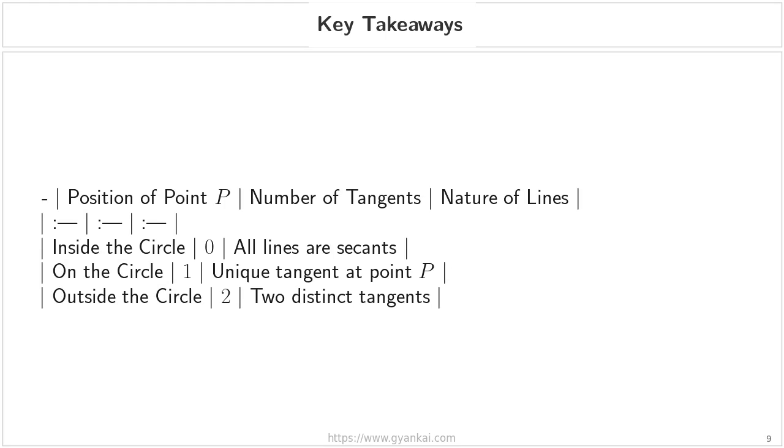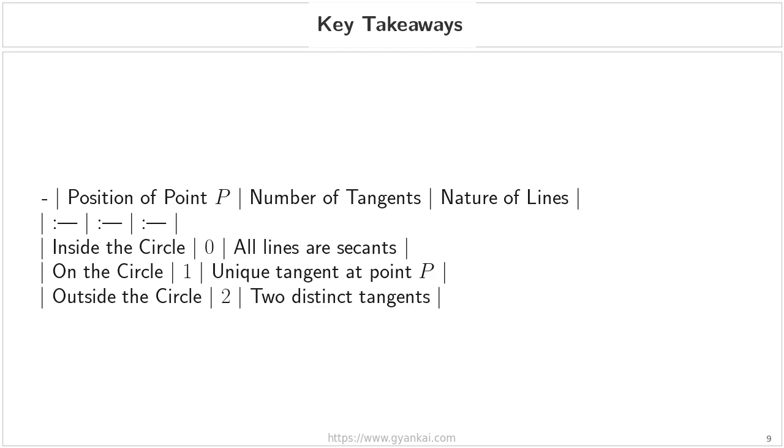Key takeaways. All right, we have reached our final slide, where we will summarize everything we have learned today. This table serves as a quick reference guide to help you remember the relationship between the position of point P and the number of tangents possible. First, let's look at the case where point P is inside the circle. As we discussed earlier when looking at the secant lines, if the point is in the interior, the number of tangents is 0.